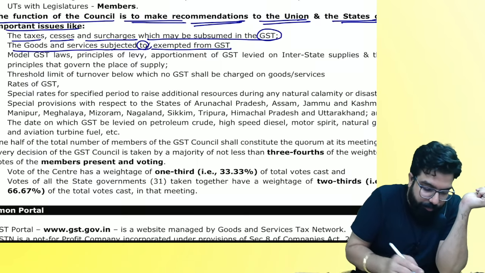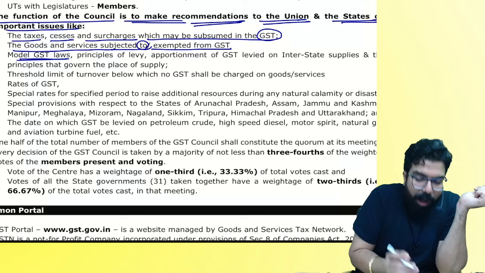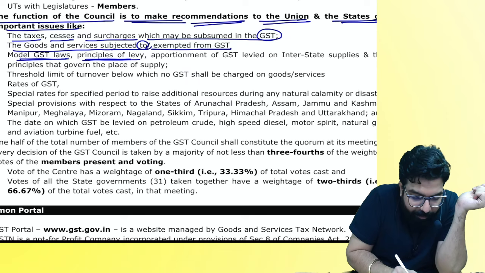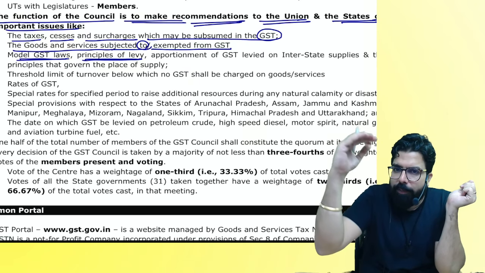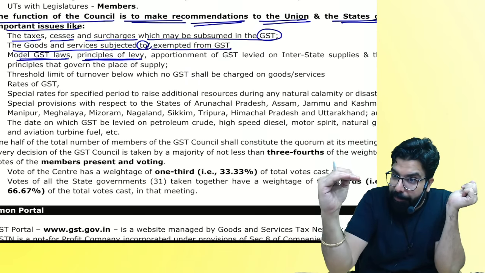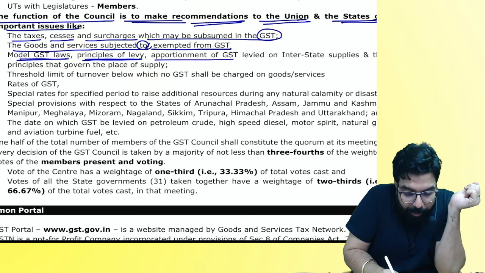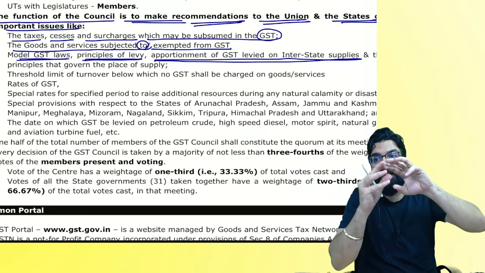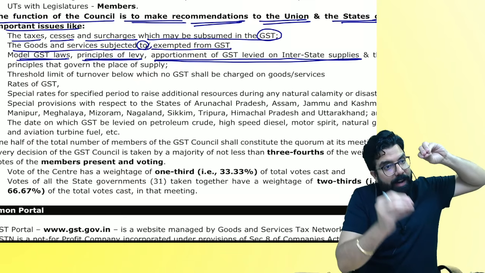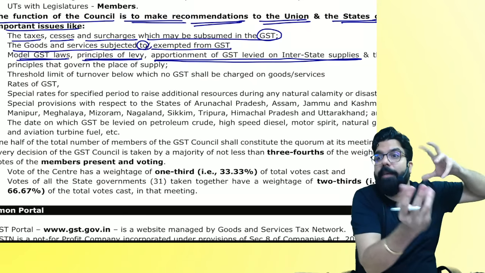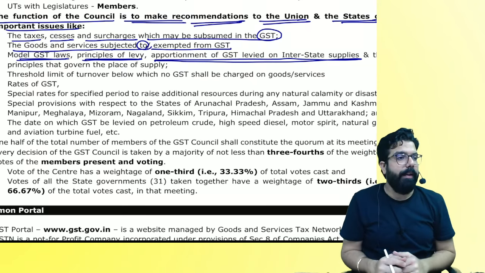Next. Model GST law. How should the GST law look like? Principles of levy. When will GST be levied, everyone? Whenever goods or services are being supplied, GST will be levied. Who told? Council. Apportionment of GST on interstate supply. IGST will be divided between center and state. How much will the center keep? How much will the state keep? Who will tell? GST Council. Next.